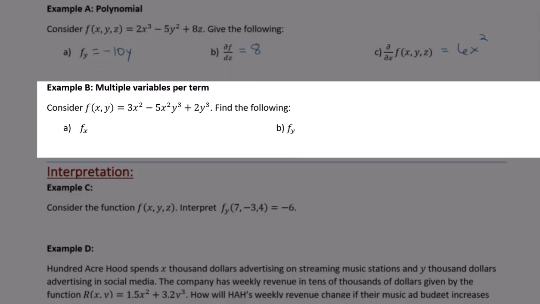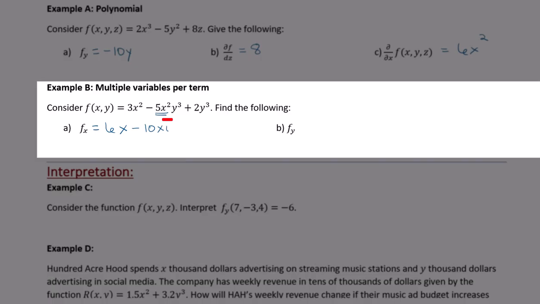Now in example B, we have multiple variables per term. So we're considering f of just x and y, but it equals 3x squared minus 5x squared y cubed plus 2y cubed. So we want to find the following. In the first one, it's the derivative with respect to x. Well, our first term is just 3x squared, so that derivative would be 6x. In the second term, it is the x that we will be taking the derivative of, which will give us a negative 10x. That y is a constant.